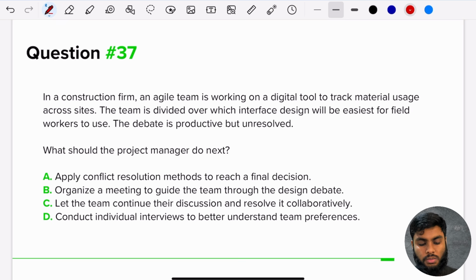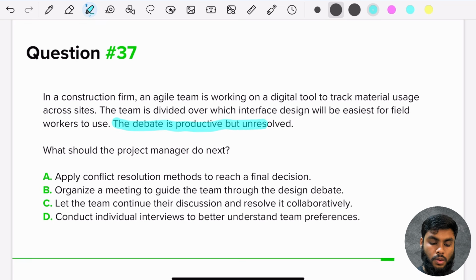In a construction firm, an Agile team is working on a digital tool to track material usage across sites. The team is divided over which interface design will be the easiest for field workers to use. The debate is productive but unresolved. That is our core problem statement.